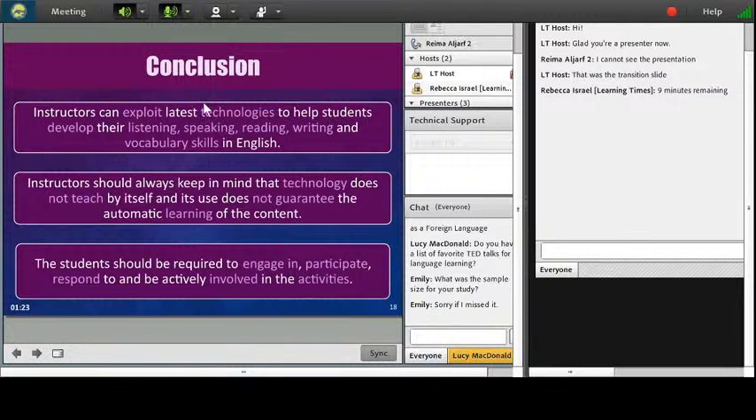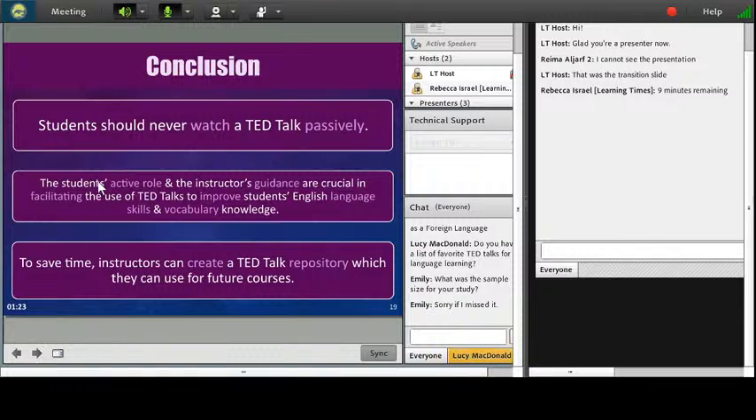Now I'll have some recommendations for teachers. Instructors can exploit the latest technologies to help students develop their listening, speaking, reading, writing, and vocabulary skills in English. They should always keep in mind that technology does not teach by itself, and its use does not guarantee the automatic learning of the content. The students should be required to engage in, participate, respond to, and be actively involved in the activities. The students should never watch a TED Talk, or any instructional video, passively. They should have something to do.